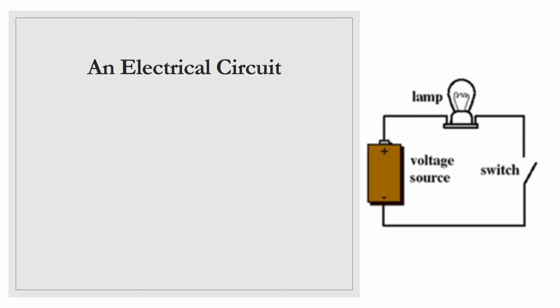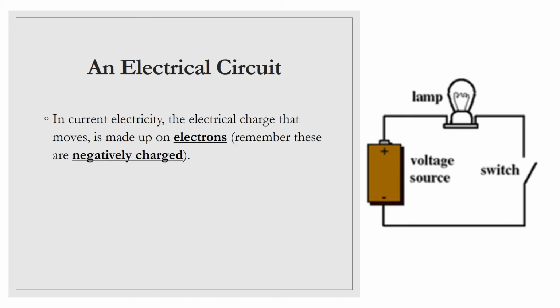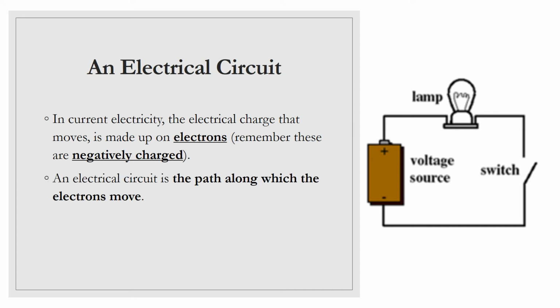Okay, so that's written here now. In current electricity, the electrical charge that moves is made up of electrons. They're negatively charged, and that's what an electrical circuit is. It's the path that electrons move. And there we go, that's what an electrical circuit contains. So take a moment now to take down those notes if you want to pause the video, and I would draw this simple circuit here.